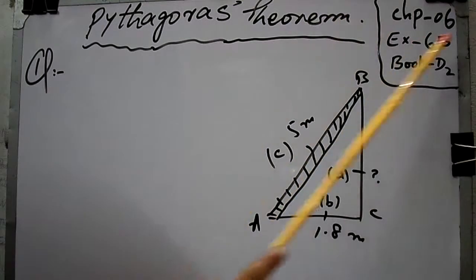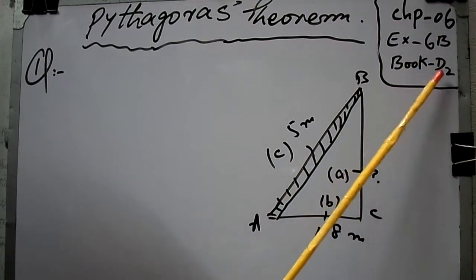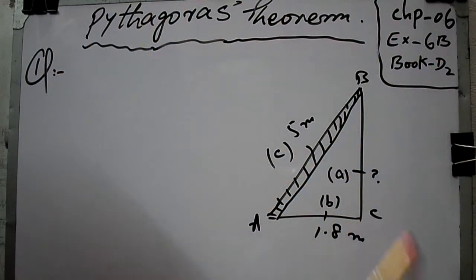Today we will discuss chapter number 6, exercise 6B, book D2, Pythagoras theorem. Question number 1. A ladder 5 meter long is placed against a wall.